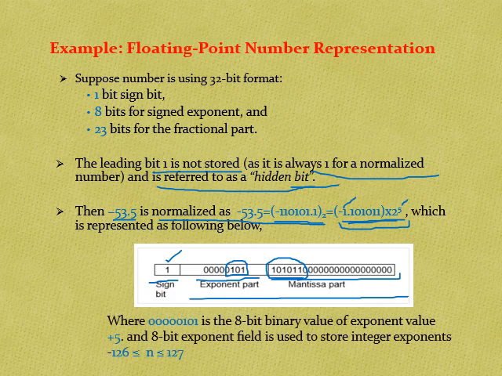Here, this number is the 8-bit representation of the exponent, that is 5 plus 5, and the 8-bit exponent field is used to store the integer exponents from minus 126 to plus 127. So in this way, with this example also, we can understand how floating point numbers are represented.